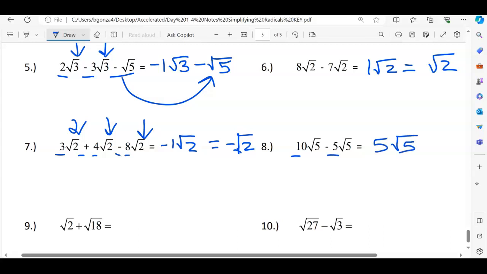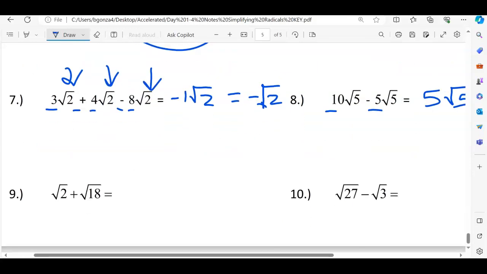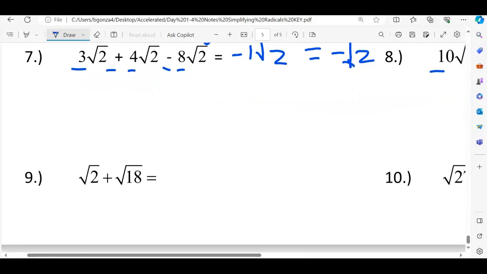Now, these last two look like you can't add them because they're not matching. But look at this, 18 is not prime. Let's see if we can make a factor tree and break it down. 18 is 2 times 9, right? And 3 times 3. I do have a pair of 3. Pair of 3. Loner 2 is going to be 3 square root of 2.